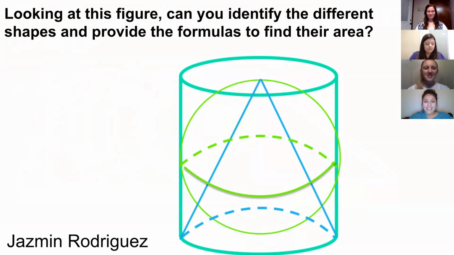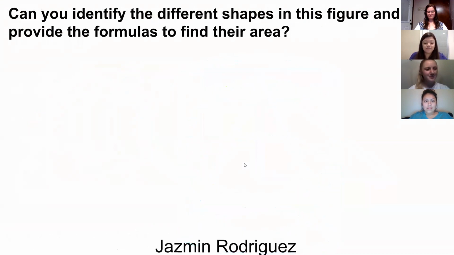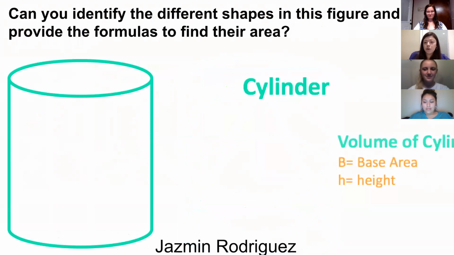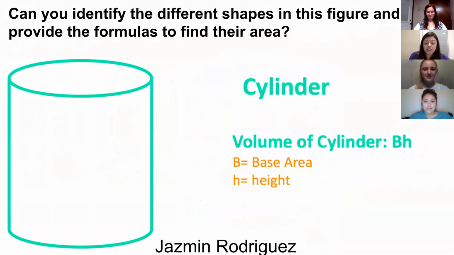Okay, Jasmine, looking at this figure, can you identify the different shapes and provide the formulas to find their areas? Claudia, I sure can, but there is a lot going on here, so let me clear this up for you a little bit. Thank you. First, we have a right cylinder. To find the volume of a cylinder, we will use our formula B times H, where B is going to represent the area of the base of the cylinder, and H is going to represent the height of the cylinder.